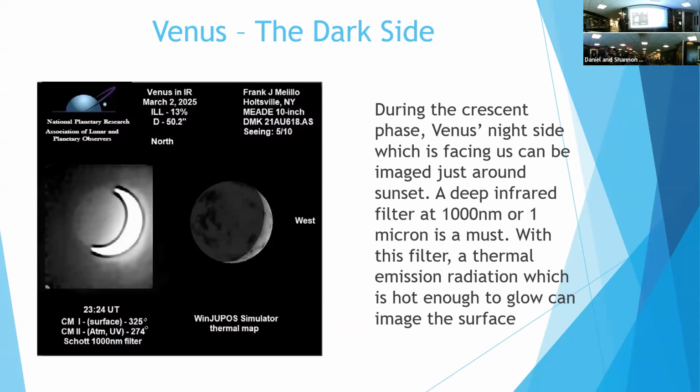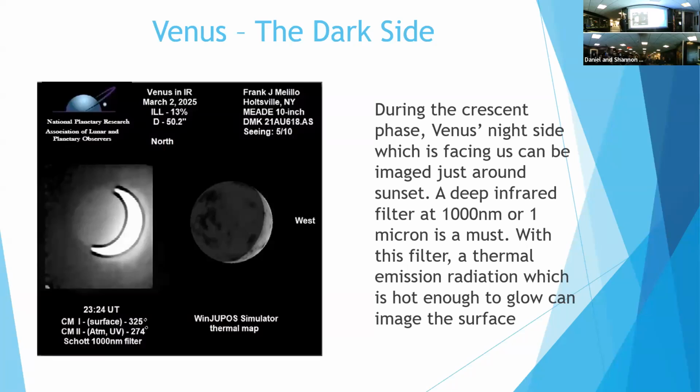At this wavelength of 1 micron, it penetrates much of the atmosphere on the dark side and concentrates on the surface, because the surface is hot enough to glow, and the result is thermal radiation. So with this filter, you are able to pick it up.